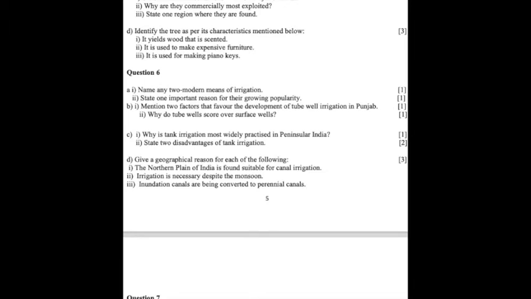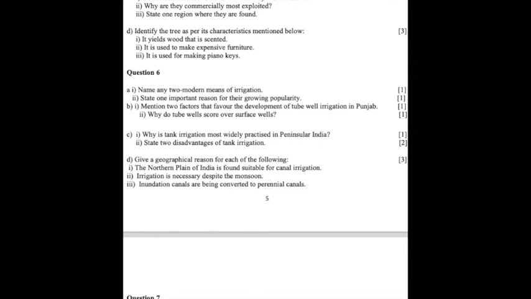Why do tube wells score over surface wells? They can easily draw a large amount of water in a short period of time. They are a perennial means of irrigation as they build up to a permanent water table, and they bring up clean water.